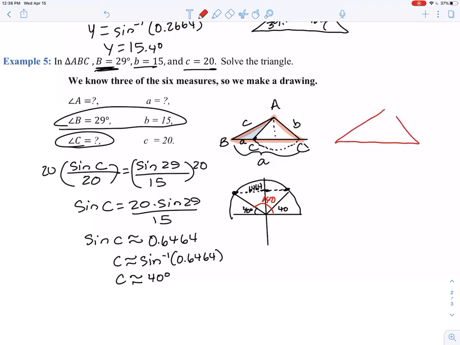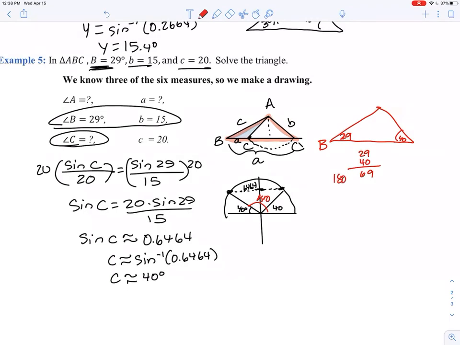Because we're looking at angle B here. This is angle B, and it's 29 degrees. So could this angle over here be, definitely could be 40 degrees, because 29 plus 40 is quite a bit less than 180. And so we could find this top angle up here by subtracting those two values.